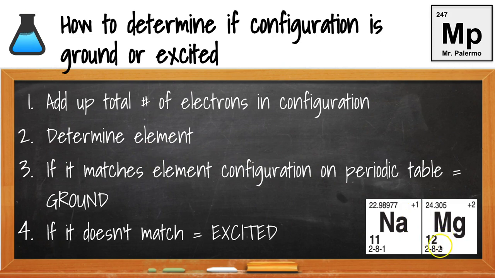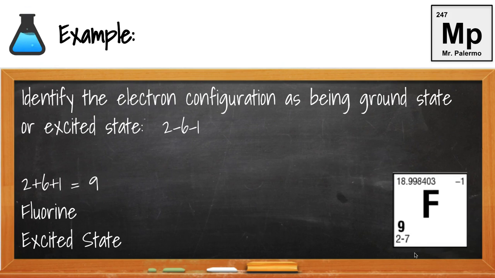If it matches the configuration on the periodic table, then we know it's ground state. If it doesn't match, then we know it's an excited state. So 2-8-2 matches perfectly, so we know that's a ground state configuration. So let's see some more examples. Identify the electron configuration as being ground state or excited state.